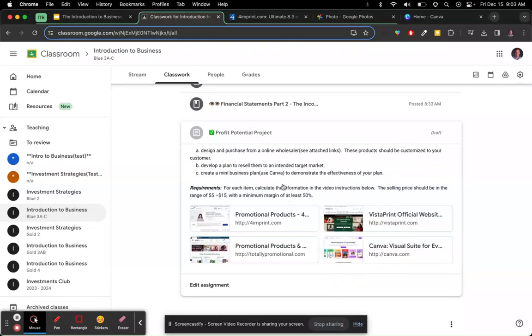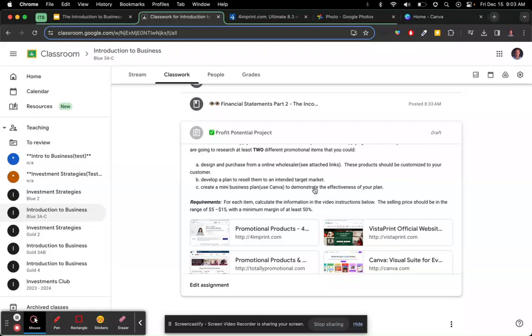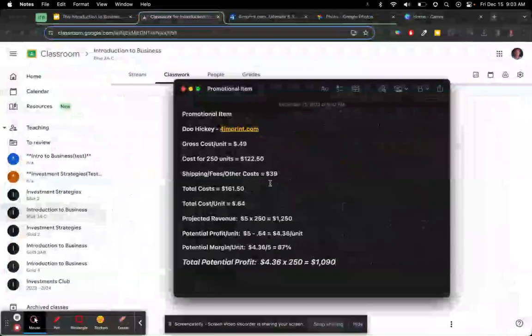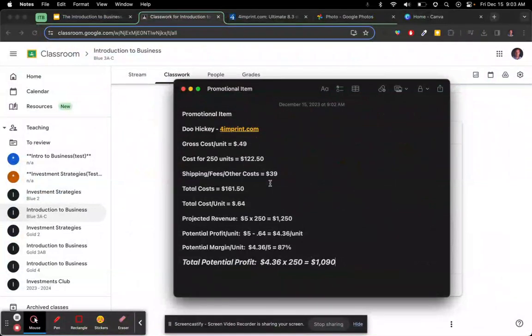Okay, so I want to take that, and again, create a little mini business plan. We're going to use Canva for this to demonstrate the effectiveness of your plan. Obviously, feel free to include pictures of the items. You can do screenshots, or you can download images. But this should incorporate all of the things that I showed you here in this sample, from costs, both cost per unit and shipping costs. But the most important things are these last two, where we want to see what the potential margin per unit is, and also what the potential profit is in total. Again, remember, we're researching two promotional items. We need to have some type of intended audience or customer for our product.